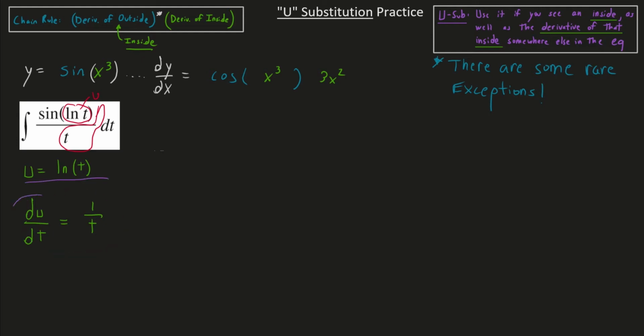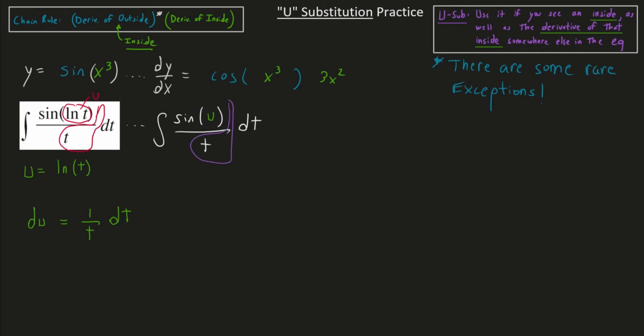Of course, I want to multiply both sides by dt to get it in the numerator, because dt is in the numerator over here. And now I can put these into my integral equation. Of course, natural log of t becomes my u, and this 1 over t times dt will become my du. Okay, so the u sub is complete. All my t's are out and my u's are in. So what is the antiderivative of sine of u? Well, that's just going to be negative cosine of u plus c.